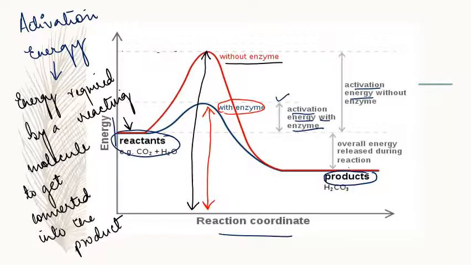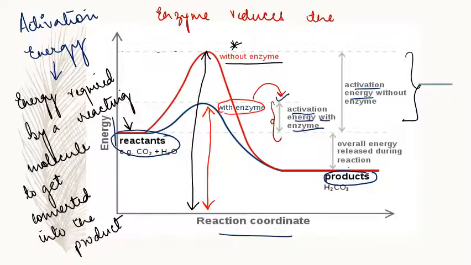If there is no enzyme, in case of without enzyme, you can see the activation energy is large, it is required in large amount, right? But if you see with enzyme, when enzyme is added, the activation energy is less. So we can say that enzyme reduces the activation energy, right? We can conclude from this graph that enzyme reduces the activation energy and promotes the fast conversion of reactant into the product, right?